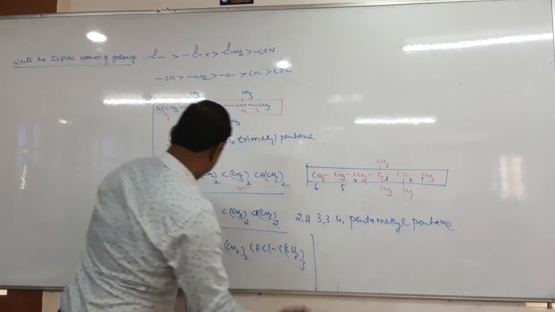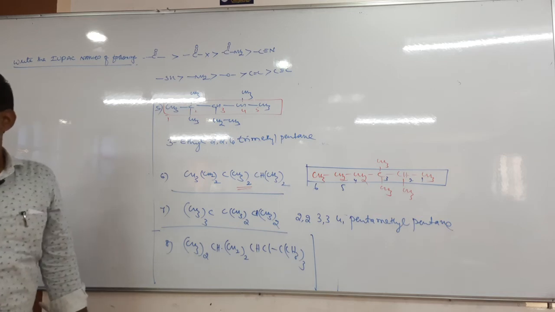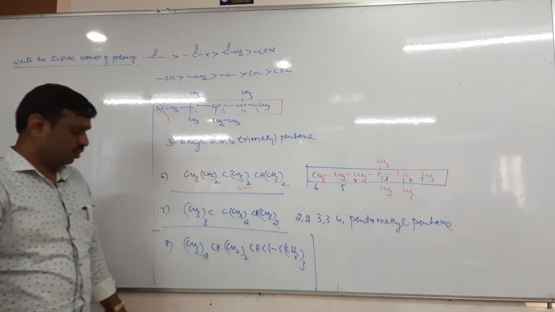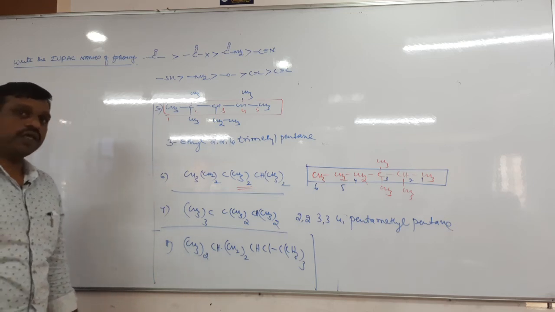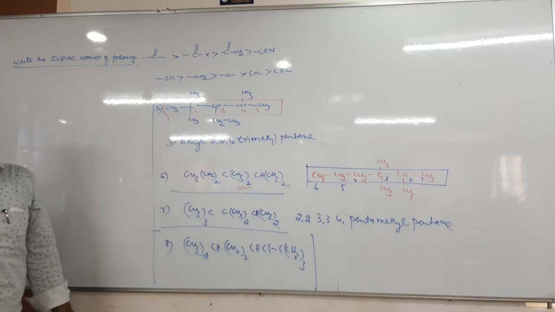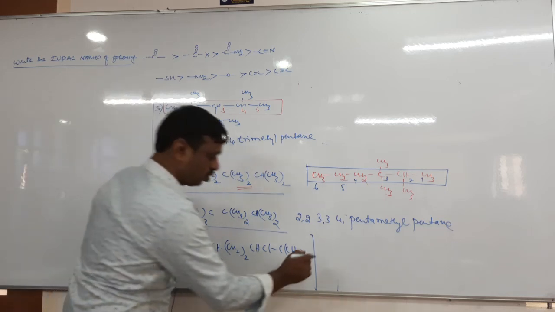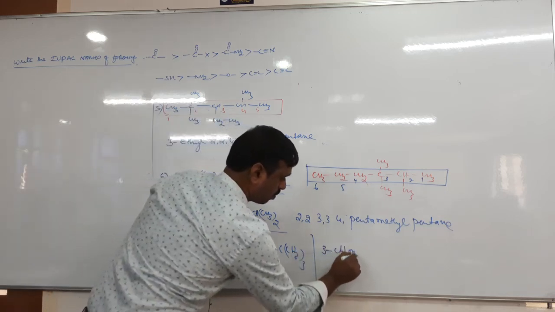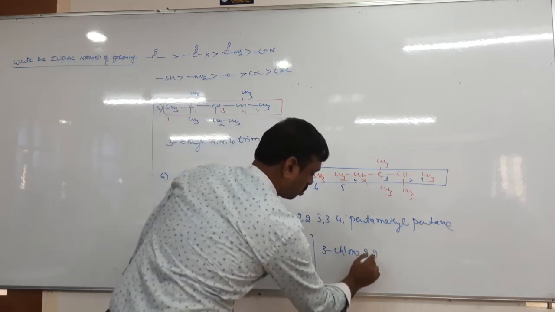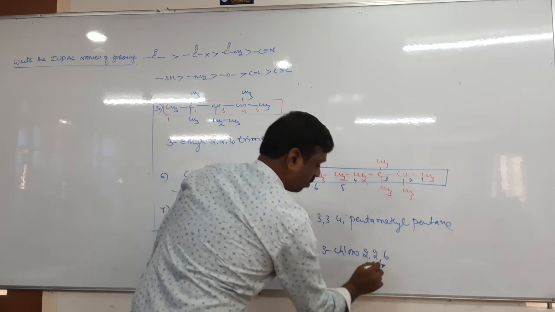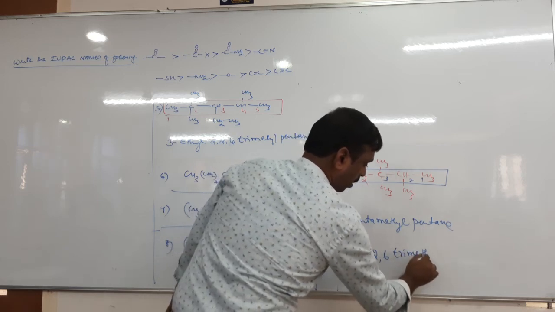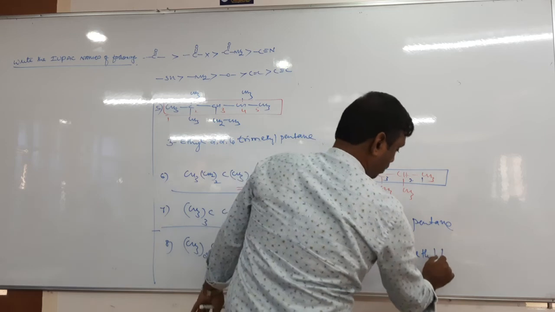So what is the IUPAC name of the 8th one? Right, while assigning the numbering, follow the lowest sum rule. So 3 chloro, 2,2,6 trimethyl heptane.